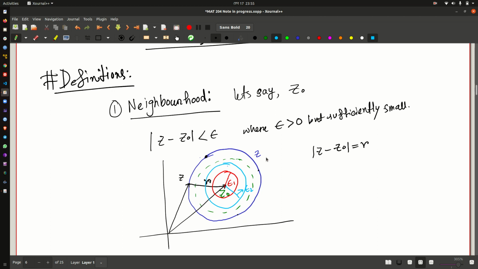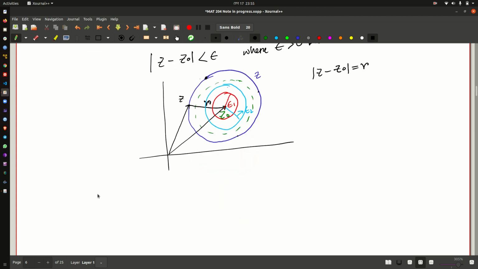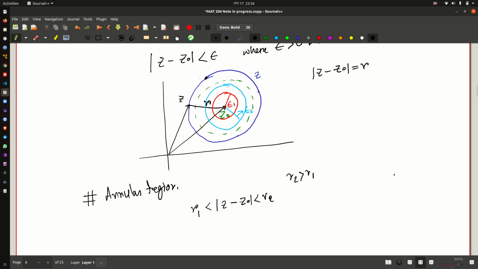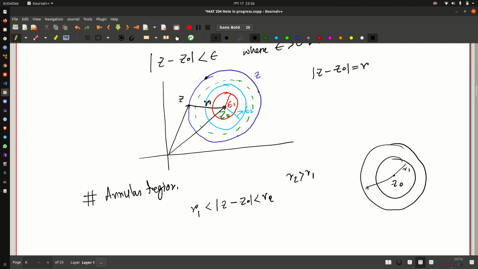And after neighborhood, there is another kind of region, though we haven't defined what a region is so far. There is another kind of thing that is called an annular or annulus region. So mathematically this is defined like this. Let's say you have two circles, one of them has a radius r1 and the other has a radius r2, and both of these circles are centered around z0, and the annular region is defined like this: r1 < |z - z0| < r2, where r2 is greater than r1, obviously. So let's say this is our z0. This is circle 1, which has a radius of r1, and this is circle 2 that has a radius of r2, and this in between region is the annular region.